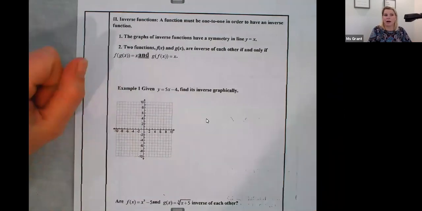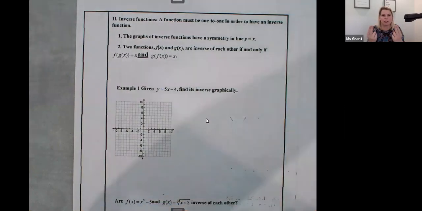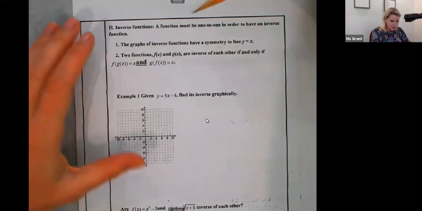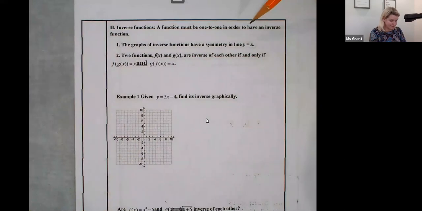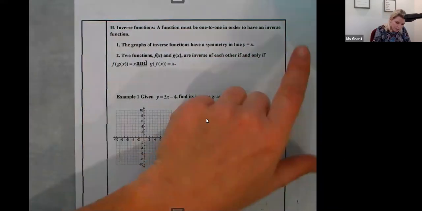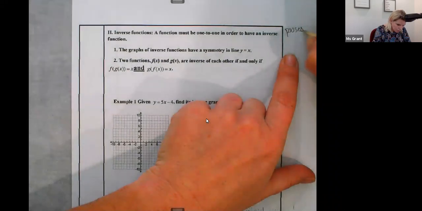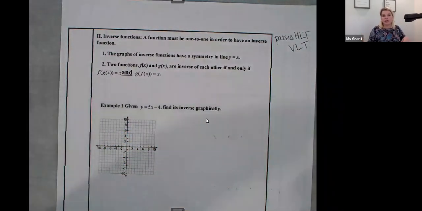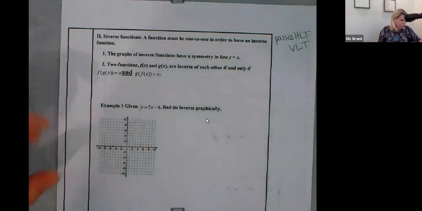We're going to talk about inverses now. Inverse means the ordered pairs are switched. A function must be one-to-one in order to have an inverse function. One-to-one means that it passes the horizontal line test and the vertical line test. Remember that? The graphs of inverse functions have a symmetry in the line y equals x. Let me draw the line of symmetry for you.